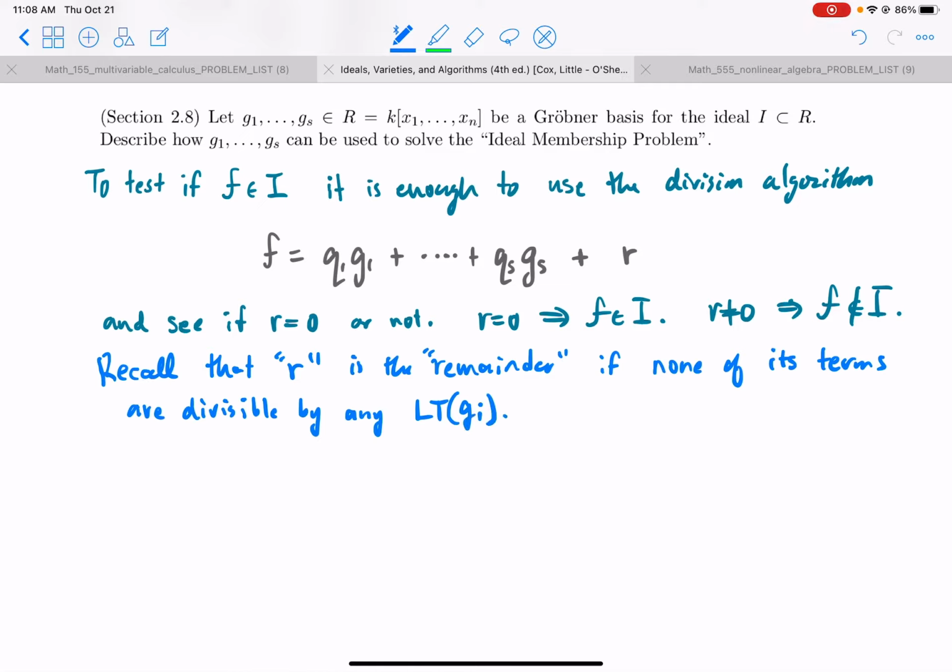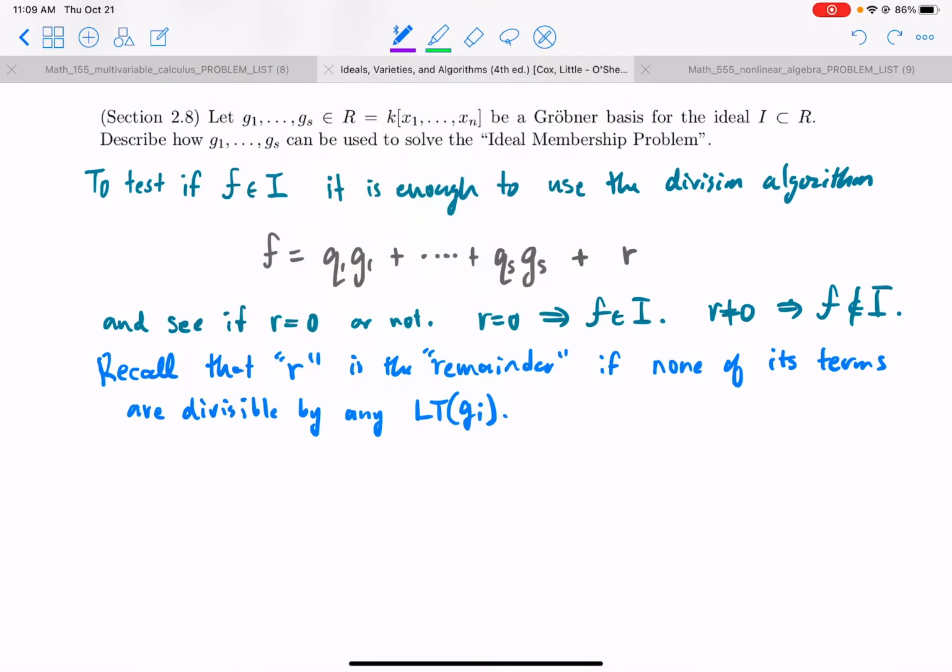So this is the definition of a remainder, and this is the division algorithm. It produces this R, and it produces it so that none of these leading terms will divide any term here. If one of them did divide a term here, then we're not done with the division algorithm. Okay, so this is what remainder means.